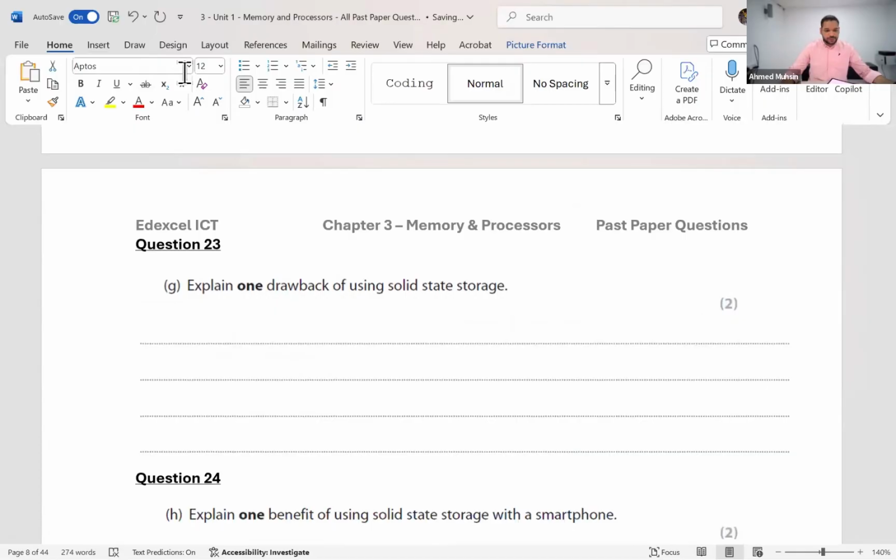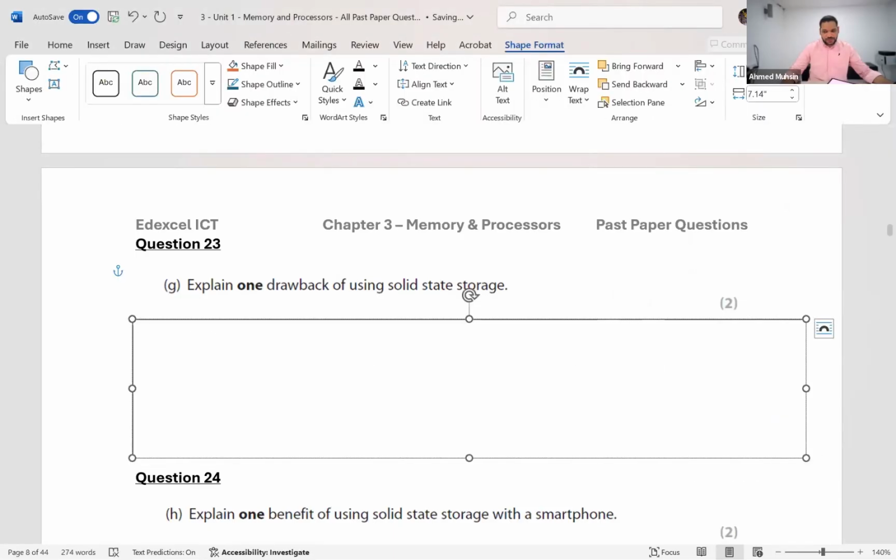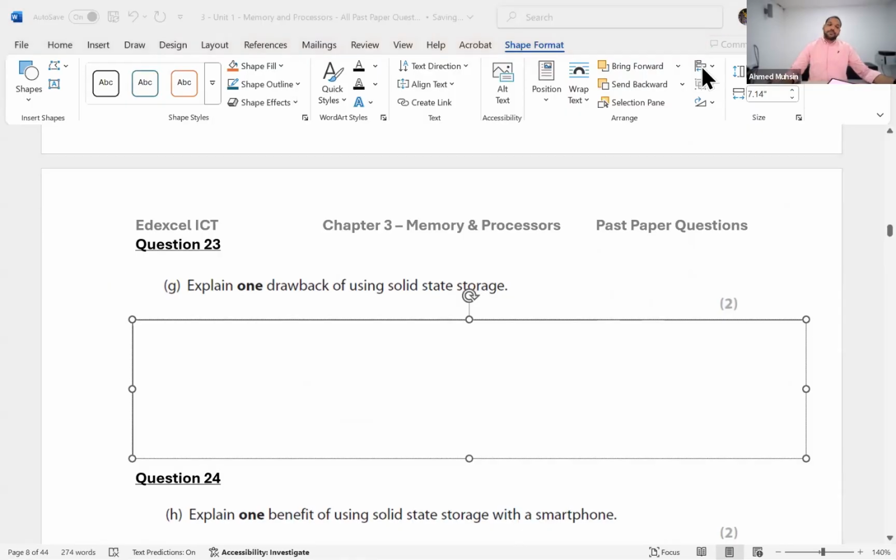Question number 23, our last question for today. Question 23, guys, girls. Explain one drawback of using solid state storage. Slow? That is hard disk. I'm saying solid state storage, flash memory. No, I never. Drawback. Extremely pricey. It's very expensive. It can be easily lost. No, that is a pen drive or memory card. They didn't say solid state.